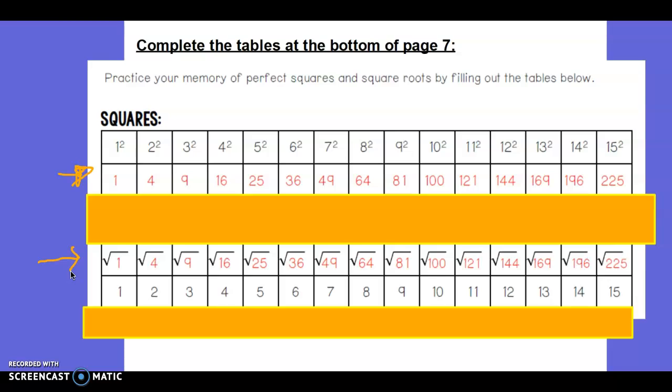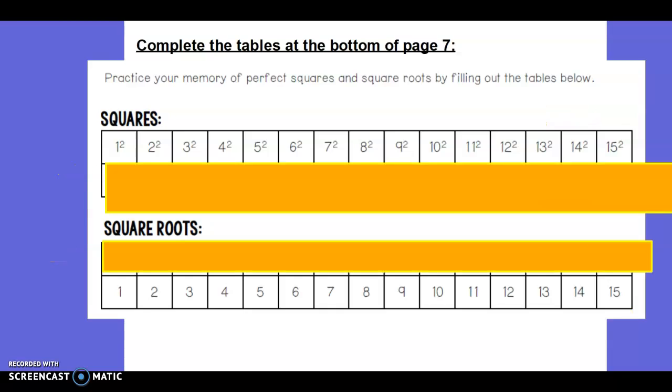I tend to find that learners get tricked up on 13 squared and 14 squared. So if you look at the pattern, 13 squared is 169, and 14 squared, reverse the 69 and make it 196. Maybe that's a little trick that might help you. 15 squared, 225. But you want to try to commit all of those to memory.